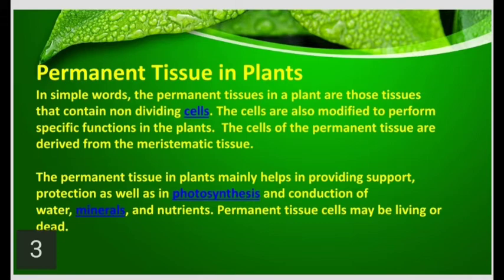The permanent tissue in plants mainly helps in providing support, protection, as well as in photosynthesis and conduction of water, minerals, and nutrients. Permanent tissue cells may be living or dead.